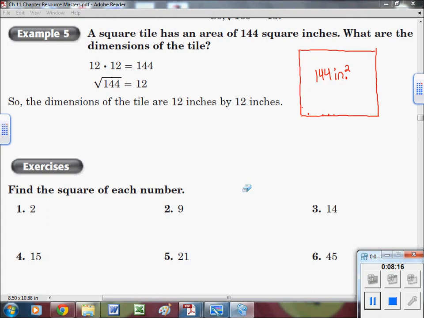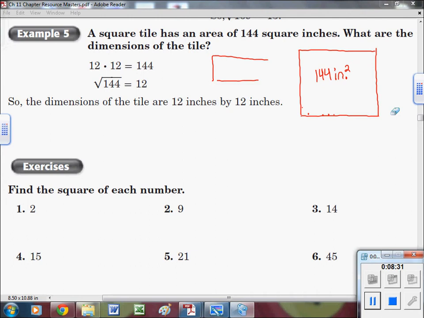All right. So now here's what you're going to do. If they're asking you what are the dimensions of the tile, well, that might not always be obvious to you. If you know the area, what are the dimensions? Dimensions meaning what is the length and the width. So to help you understand this, let's draw a rectangle real fast.